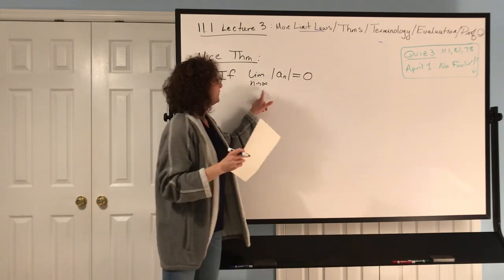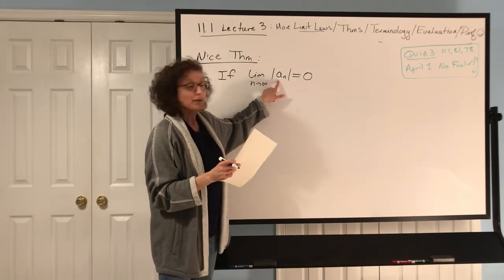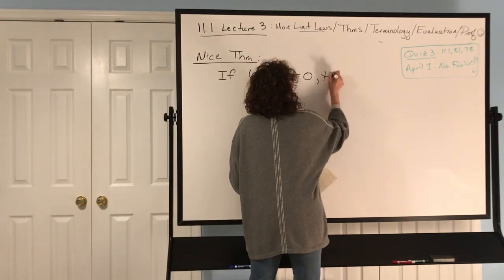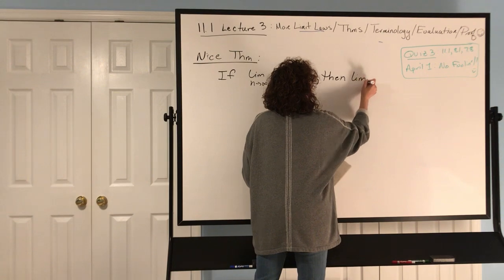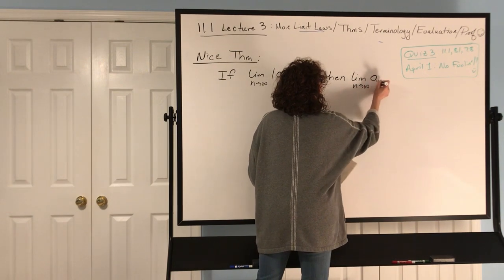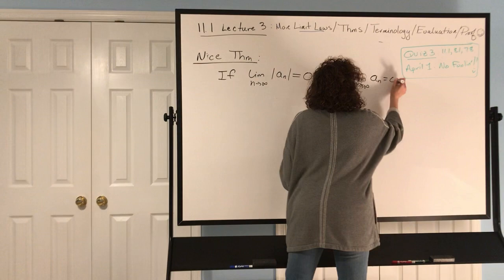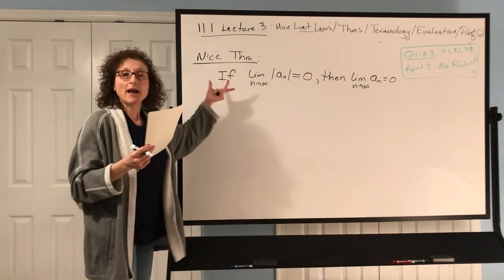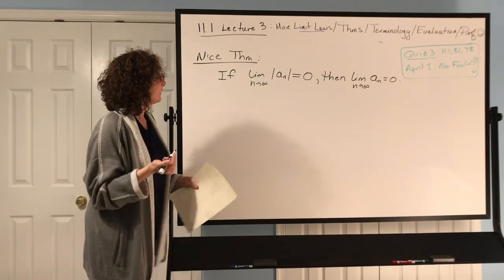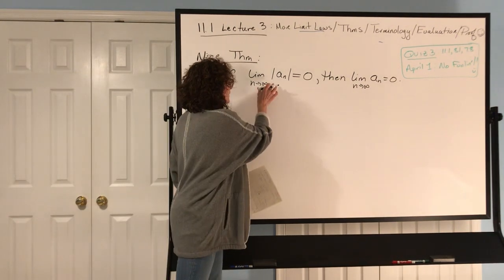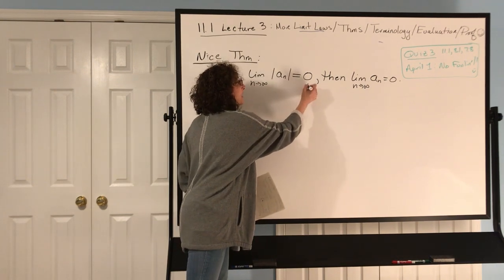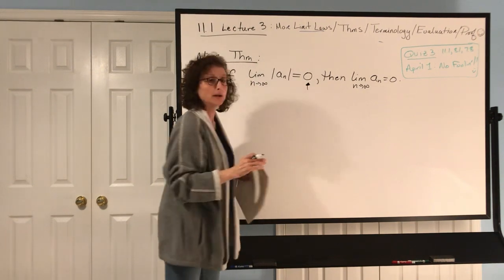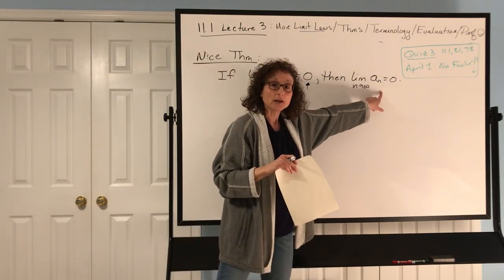If the limit as n goes to infinity of the absolute value of the nth term of a sequence is 0, then the limit as n goes to infinity of just the nth term of the sequence has to be 0, okay? So this is the limit of the absolute value theorem, maybe you could call it that. If we know that the limit of the absolute value is 0, then I know that the actual guy is 0.